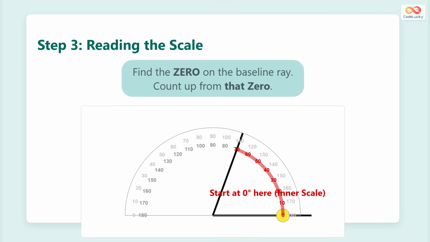Now, look at where the ray touches the numbers. The most important rule is to find the 0 on the scale that aligns with your ray. Always count up from that 0. If your ray is on the right, use the inner scale starting from 0 on the right. If it is on the left, use the outer scale.